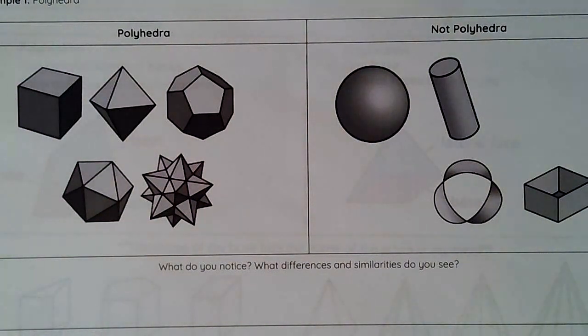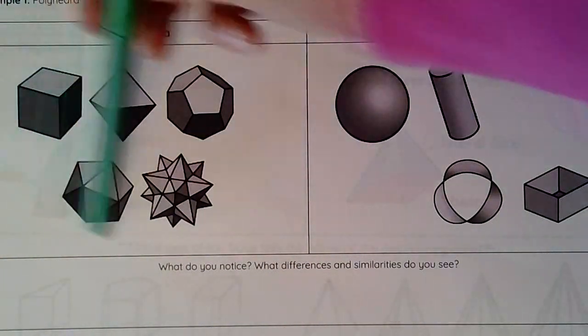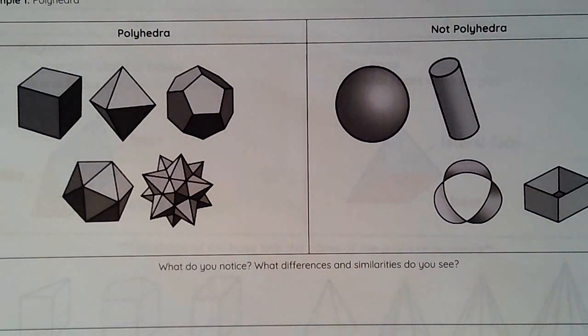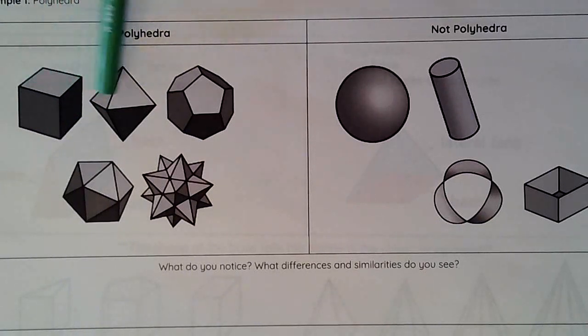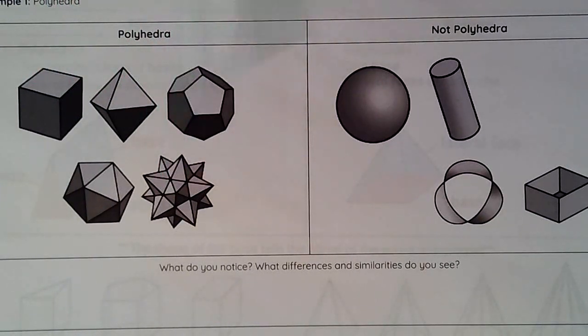All right, so over here we've got our polyhedra. Your answers and observations may vary, but I will point out a couple of things. In your polyhedra section, all of our figures have flat surfaces. All surfaces are flat, and they all come to these corners, which are called vertices.